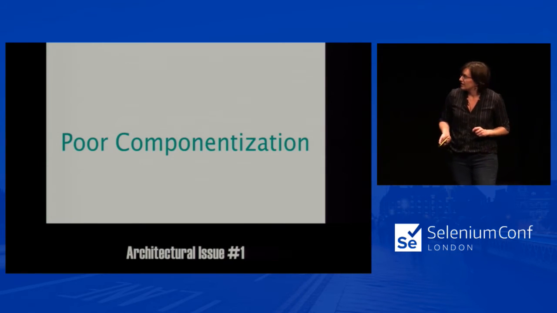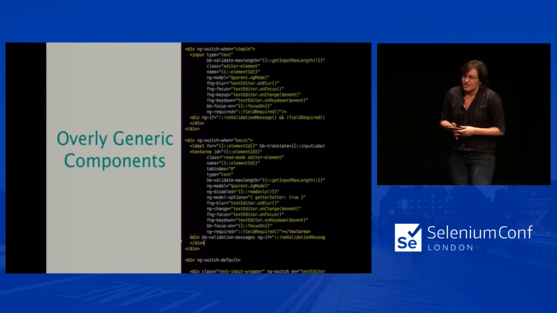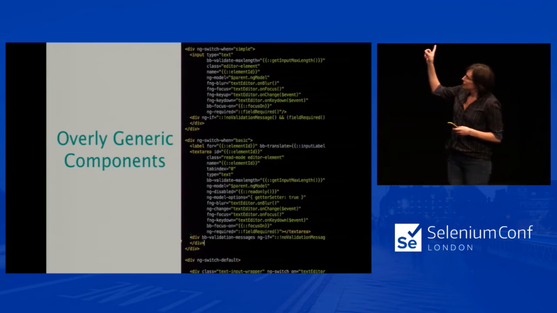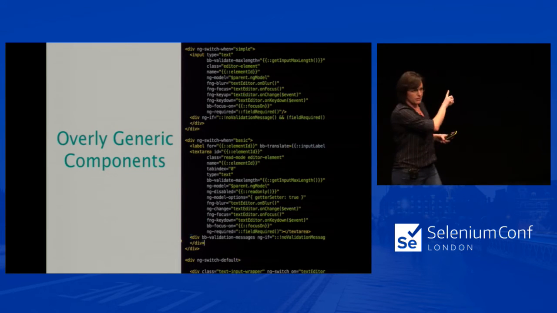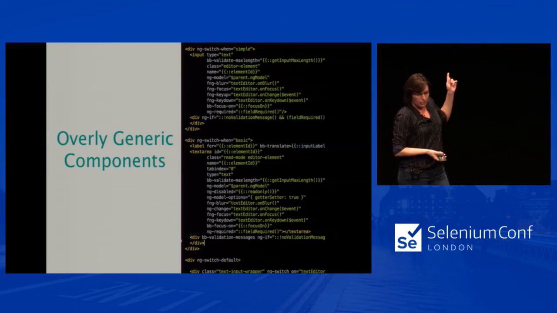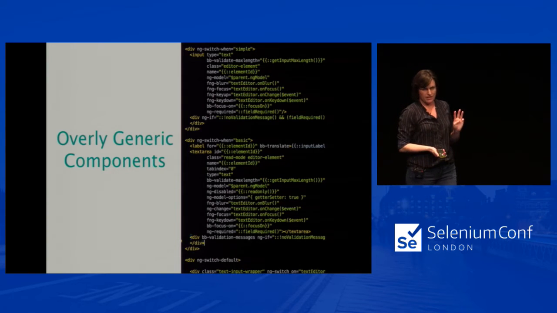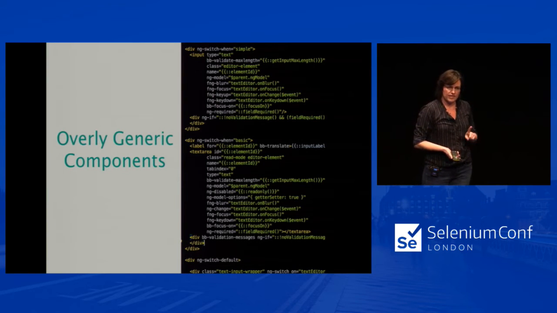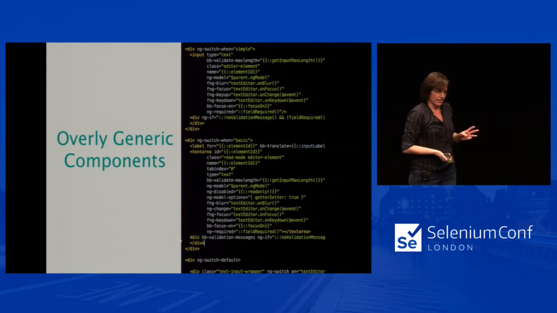So for our first architectural issue, poor componentization. If you look here, you'll see an Angular template, and some of you might be familiar with this. What you're essentially seeing here is our component for a text editor. And it's actually the same component for three very different types of text editor. One is for plain text entry, one is for rich text editing, and one is for a math equation editor.